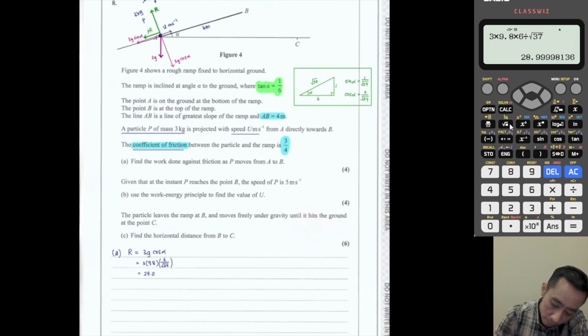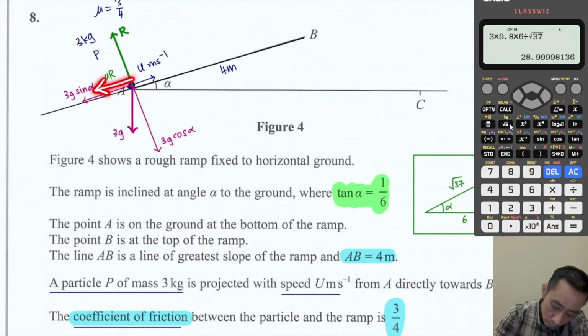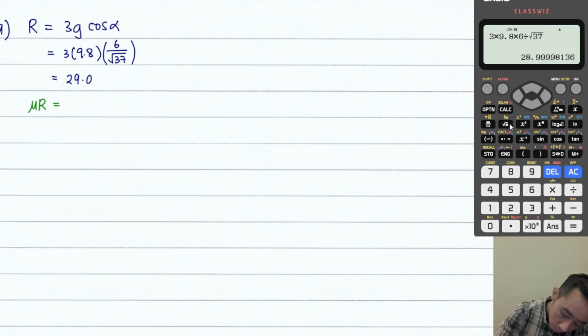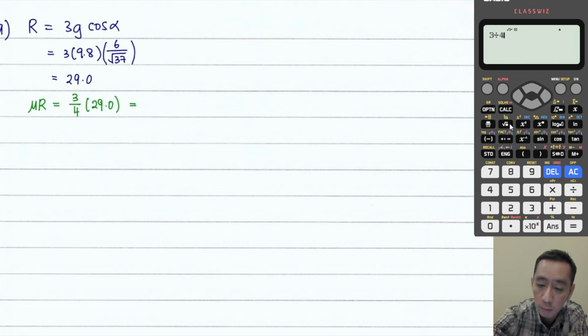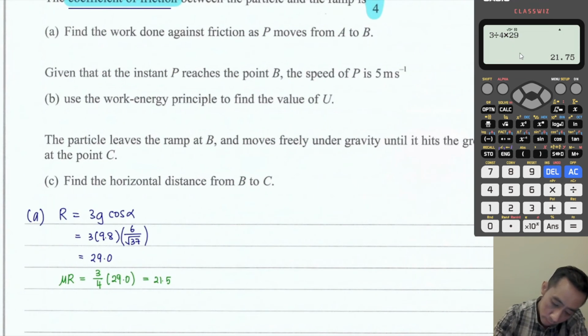So here we have the R, and then what is the mu R? The resistance mu R, so the mu is 3 over 4, and then R is 29. So 3 over 4 times 29, here I have 21.75. So this one will be the friction as P moves from A to B.